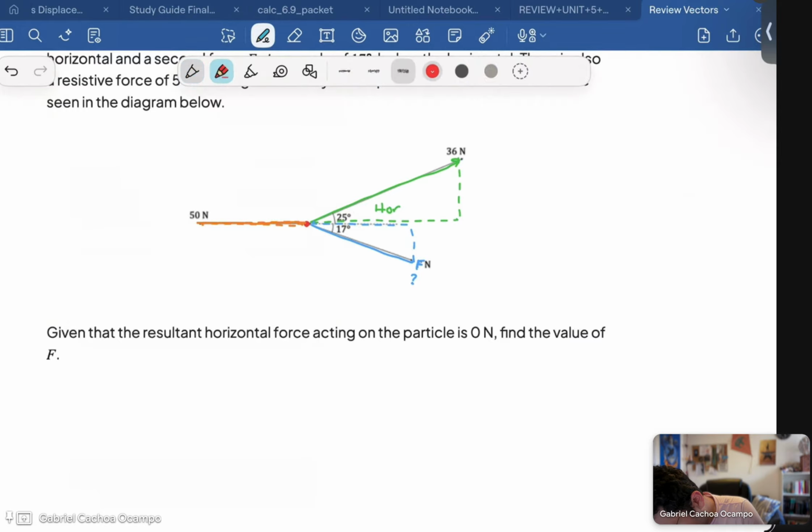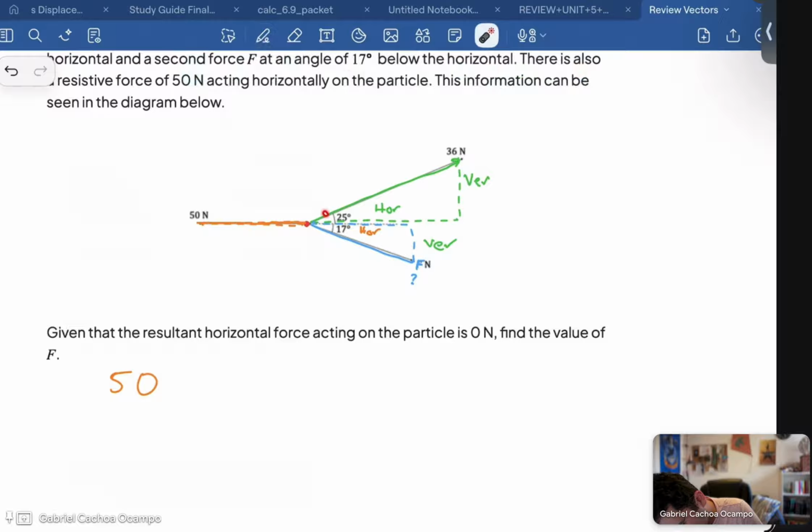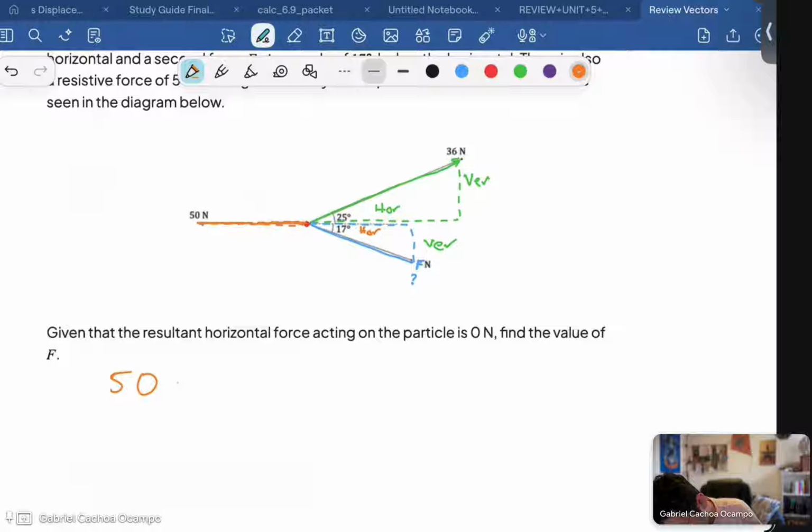So these parts are the horizontal components, and these parts here are the vertical components. So if I add the horizontal components, that is the 50 newtons, what is this horizontal component? Well, if you use your SOHCAHTOA, that is plus 36, because 36 is the length, times the cosine of 25. That will give you the adjacent leg of a right triangle.